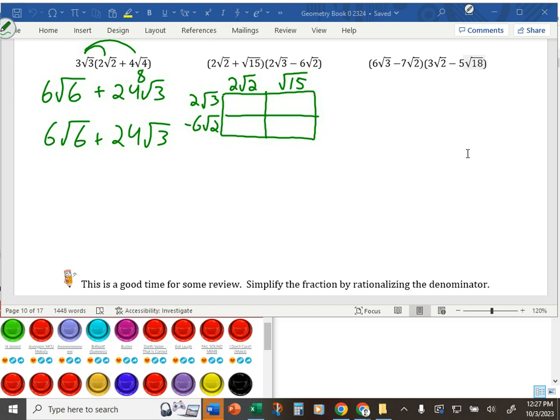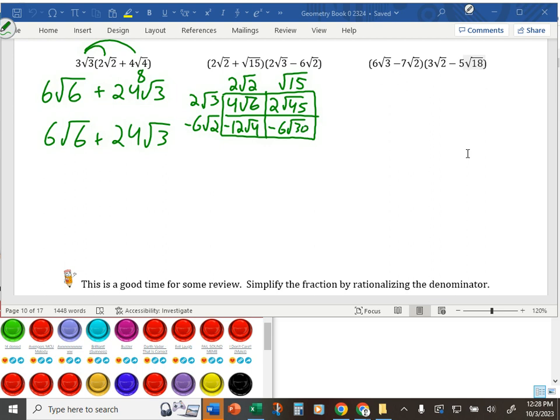Folks, now remember the box method. How it works is that when you multiply, the product of the terms goes in each of our 4 squares here. So 2 root 3 times 2 root 2 is 4 root 6. 2 root 3 times root 15 is 2 root 45. Negative 6 root 2 times 2 root 2 is negative 12 root 4. We'll worry about simplifying in just a bit. And negative 6 root 2 times root 15 is negative 6 root 30.